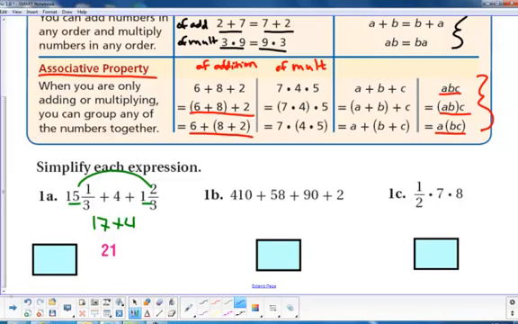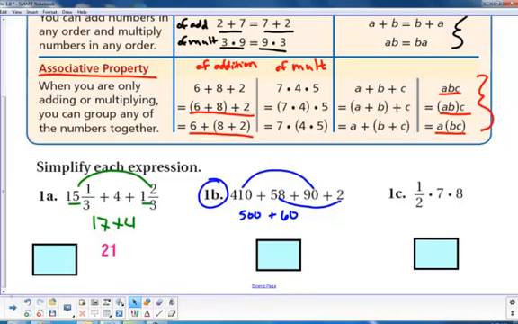Okay, I should have had you pause and do that. So go ahead and do 1B. Hit pause. And this one, these two should group together, giving you 500. And these two should group together, giving you 60. So we get our 560.